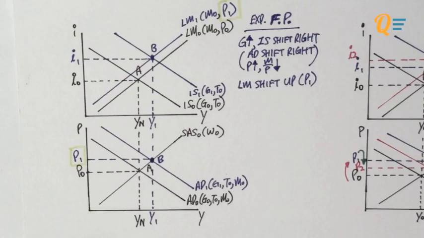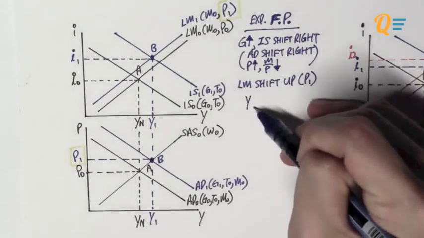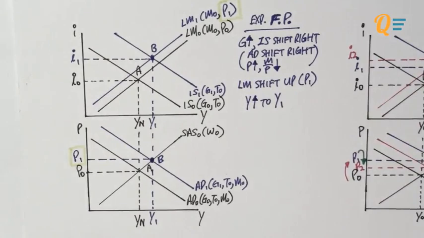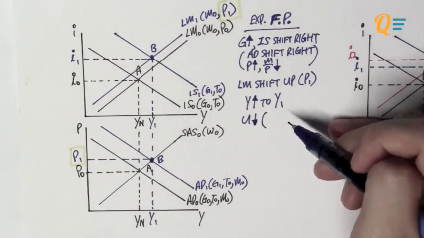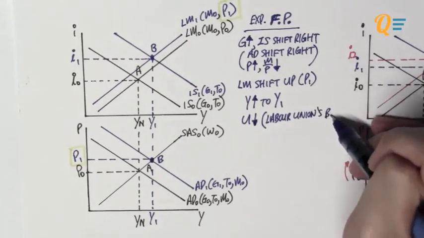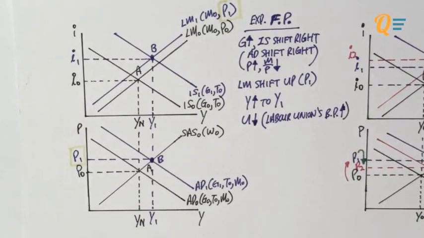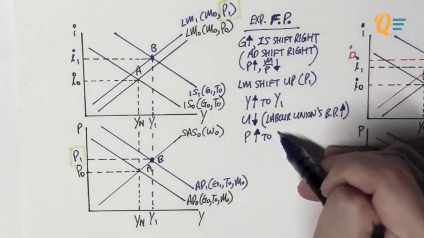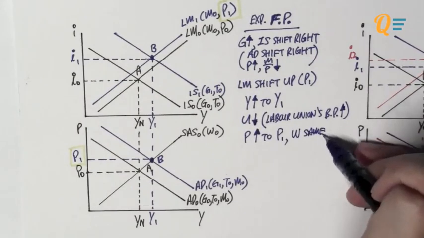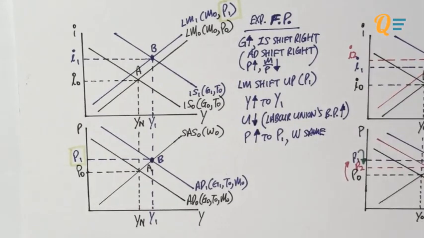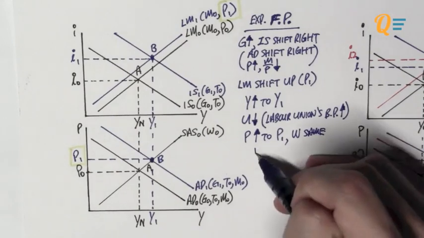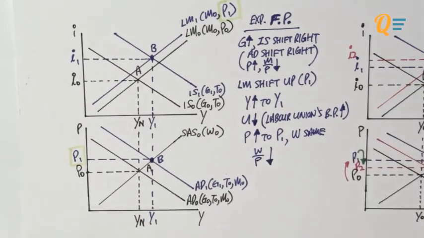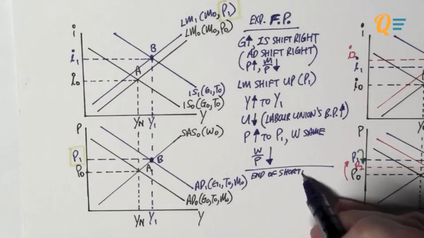So as you can see, shifting the LM curve before shifting the AD curve will make things much simpler for you as compared to the previous situation. So to conclude for the short run, the output level is increased to Y1. Okay, and since the output is higher than the natural rate, your unemployment is going to fall, causing the labor union's bargaining power over the nominal wages to increase. This is what we have seen in the previous video. And also, the price level is increased to P1. However, nominal wages are the same, therefore, the real wages of the labor would fall. So that brings us to the end of the short run analysis.